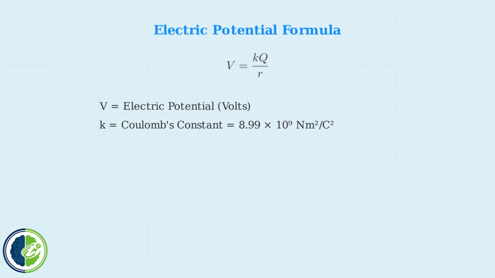The electric potential due to a point charge is given by a fundamental formula in electrostatics. This formula allows us to calculate the potential at any distance from a charged particle. Let's break down each variable in this formula.